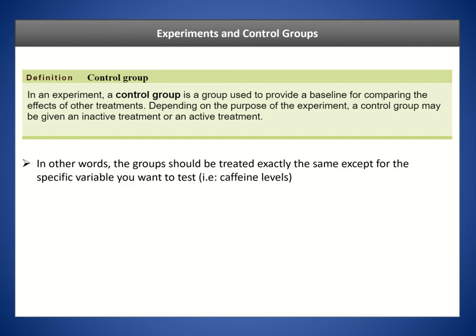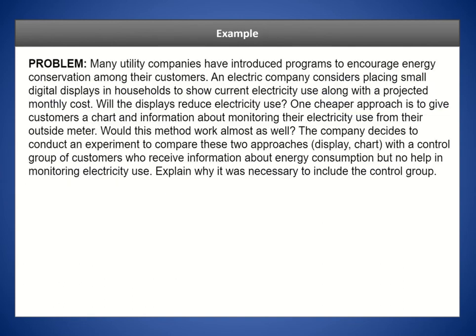So in other words, remember that the groups should be treated exactly the same. All the variables are kept constant, except for the one that you want to test, which in this case is the caffeine level, right? We want to see how the caffeine affects the pulse rate. All right, so let's take a look at the following examples.